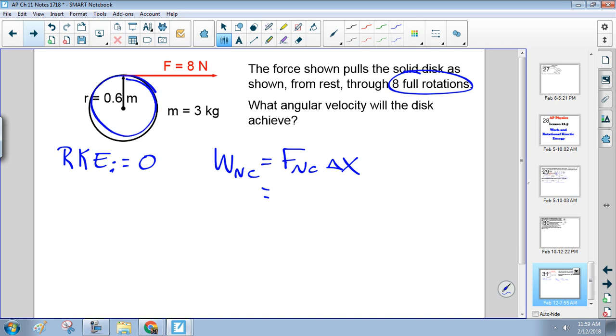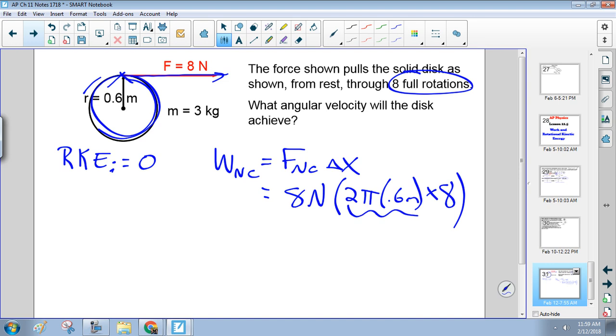So 1, 2, etc., right? So our displacement there should be just 8 times the circumference, right? Because we're going to be pulling on this thing as this point goes through a circular displacement of 8 full rotations, okay? So we're going to have 8 newtons times our displacement, which would be what? 2 pi times the radius times 8, right? So this is the circumference 8 times, right?